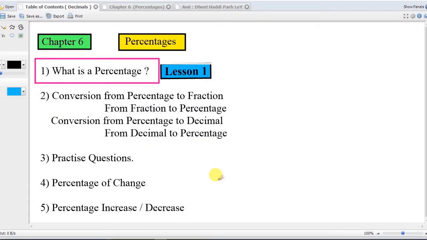Today we are going to start chapter 6 on percentages, and in this chapter we'll cover all these 5 different concepts.